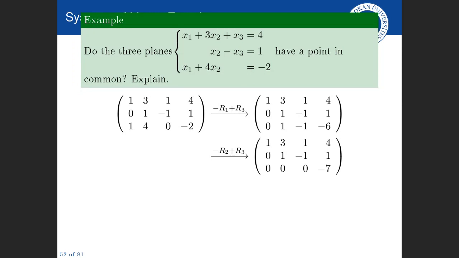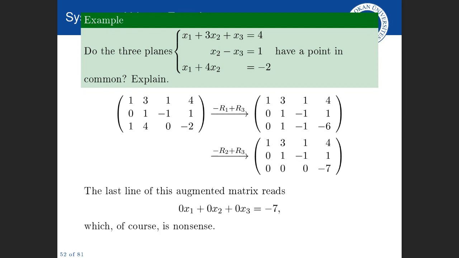So we take our augmented matrix and we do our row operations to simplify it. Look at the bottom line. The bottom row says 0, 0, 0, minus 7. What does that tell us? Row 3 of this augmented matrix says 0x1 plus 0x2 plus 0x3 is equal to minus 7, which of course is nonsense. That tells us that this linear system is inconsistent. It tells us that there's no solutions to the linear system. It tells us that there's no point in common for the three planes.